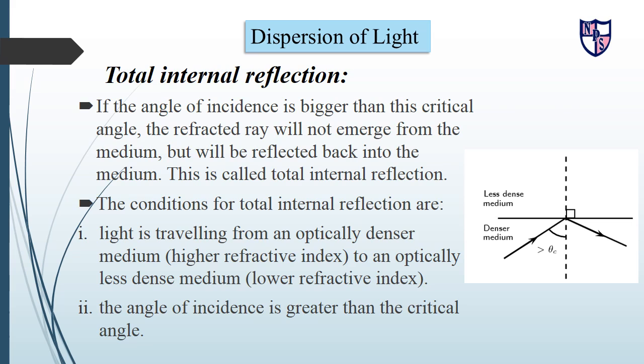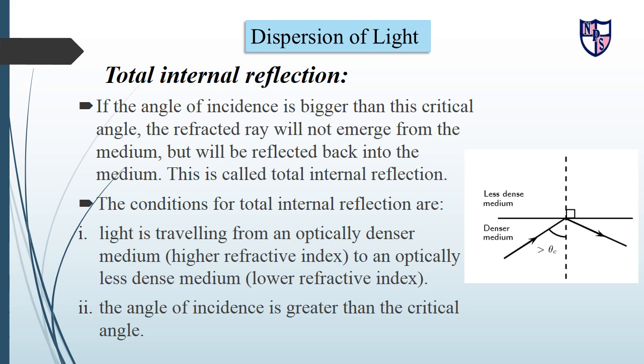Total internal reflection. If the angle of incidence is bigger than this critical angle, the refracted ray will not emerge from the medium, but will be reflected back into the medium. This is called total internal reflection.